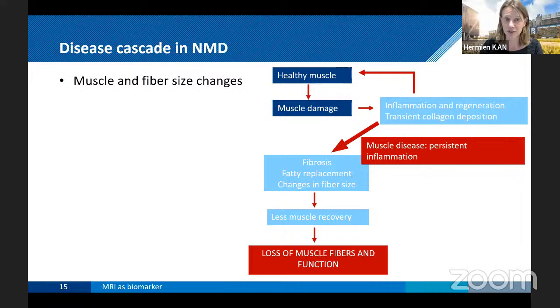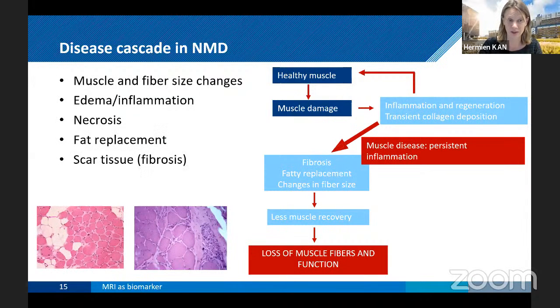So indeed, if we look at histological slides from muscle biopsies, what you see are changes in muscle fiber size. You can see edema and inflammation. You can see necrosis. You can see fat replacement, and you can see scar tissue. And I've included two histological slides here, where you see the fat replacement.